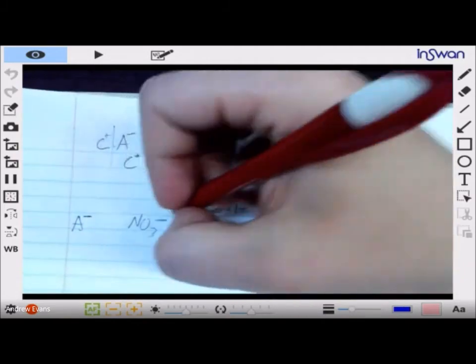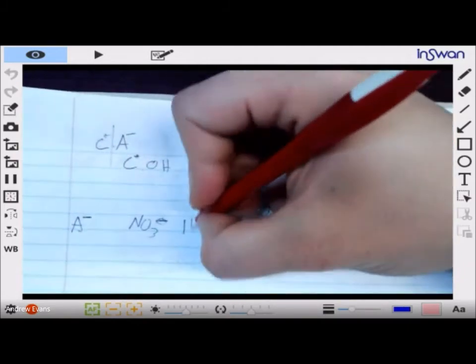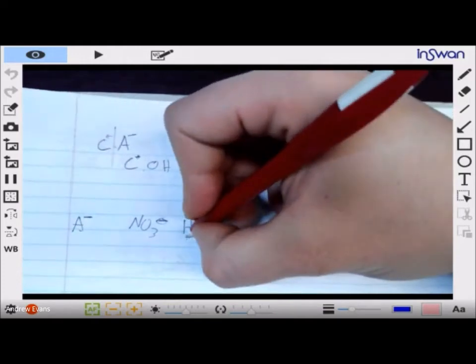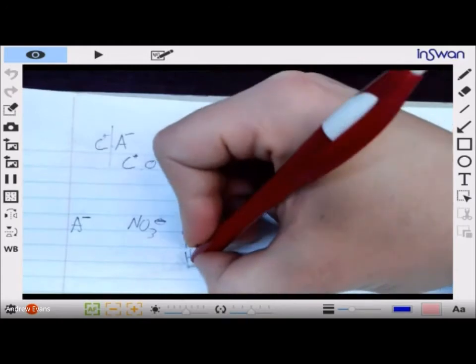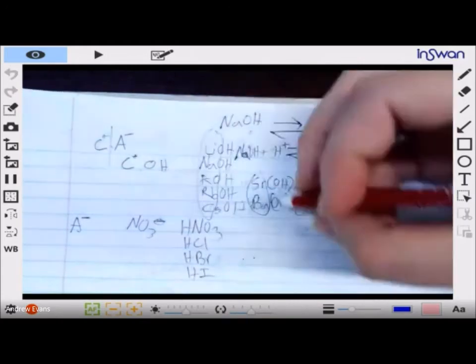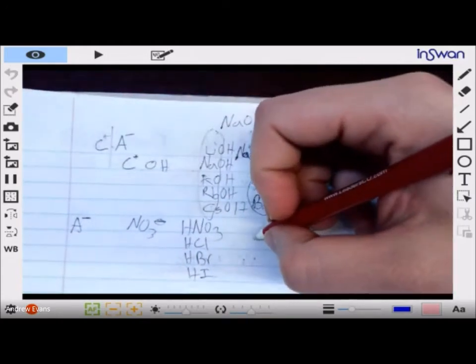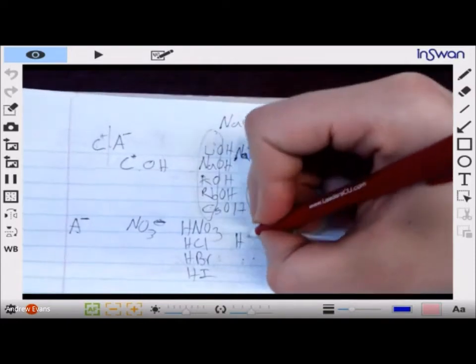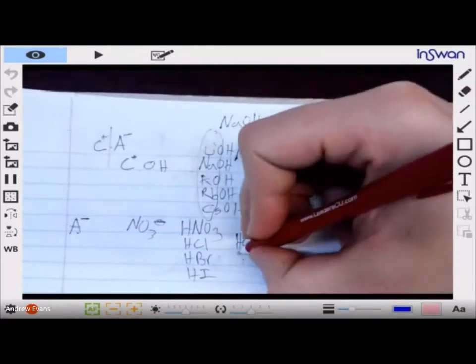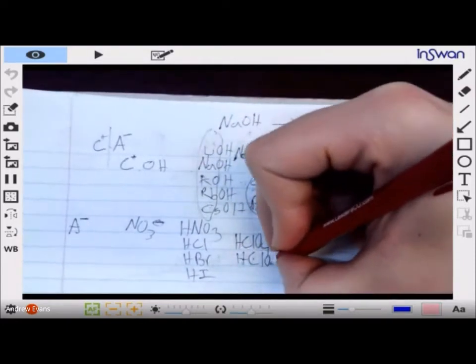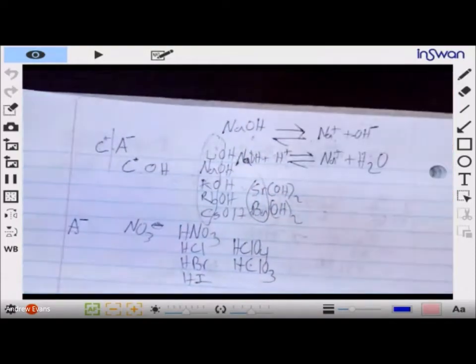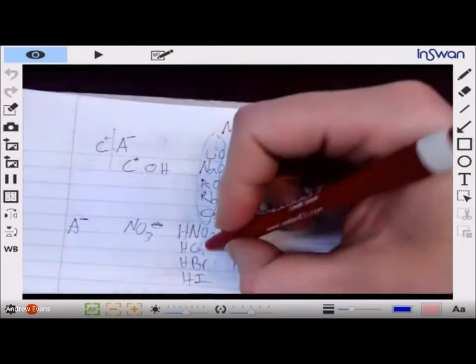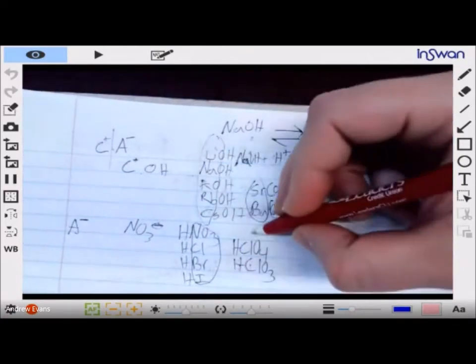So if it comes from any of these strong acids: nitrate, chloride, bromide, iodide, perchlorate, chlorate. I mean, those are the big ones you have to worry about. If it's any of those anions, the same thing's going to happen.